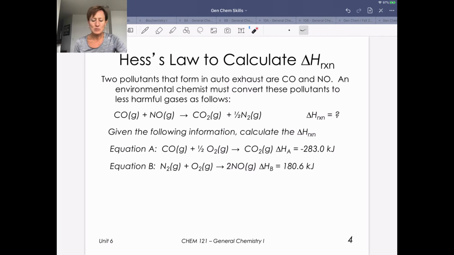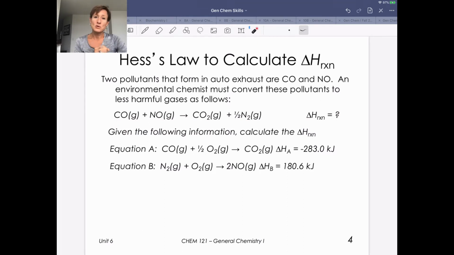We'll have lots of examples that we'll practice in class, but this is a little bit of a simpler skill to think about here. So little context here for our chemical equation. Two pollutants that form in auto exhaust are carbon monoxide and then NO. So we've got an environmental chemist that wants to convert these pollutants into less harmful gases, carbon dioxide and nitrogen gas, as follows. So they give us a chemical equation here, and we want to determine the delta H for this reaction.